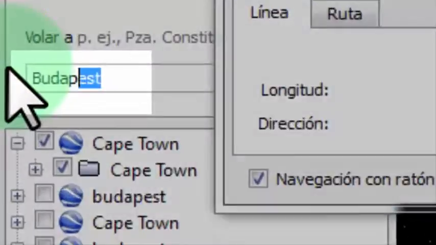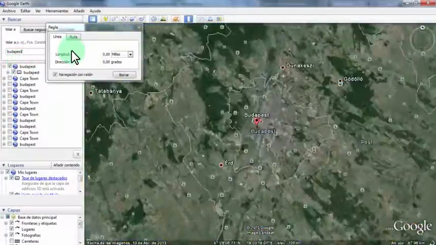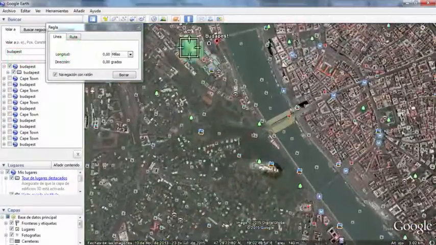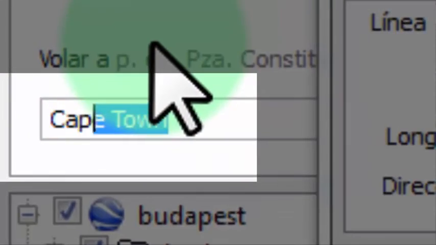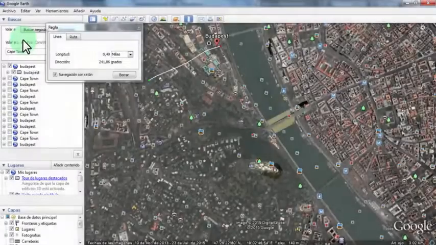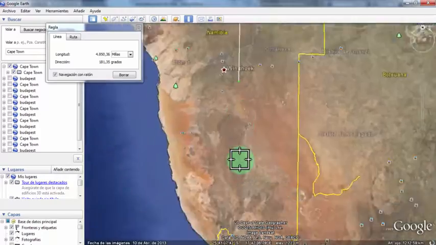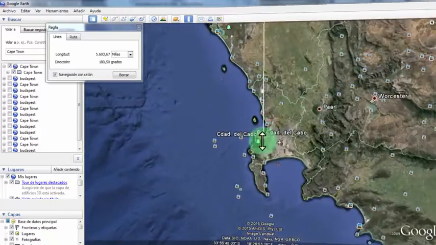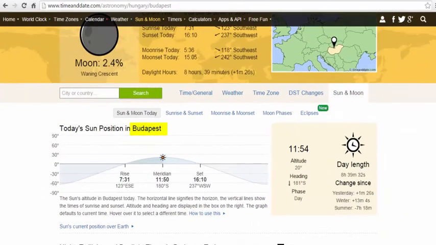Now we are going to choose two cities that lie under the same meridian circle. I chose Hungary, Budapest, and South Africa, Cape Town. Please notice that in January, according to the Time and Date website, the sun at midday should be between these two cities. As you can see, in Cape Town the sun at midday is in the north, while in Budapest it's in the south, which makes our math easier, of course.